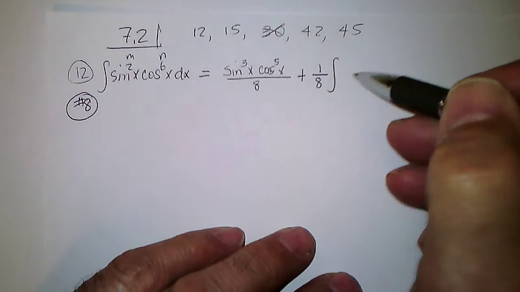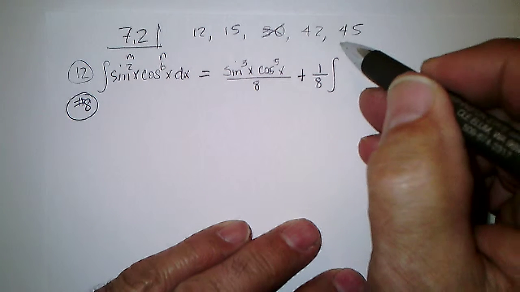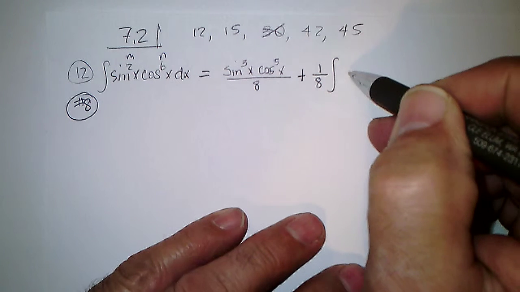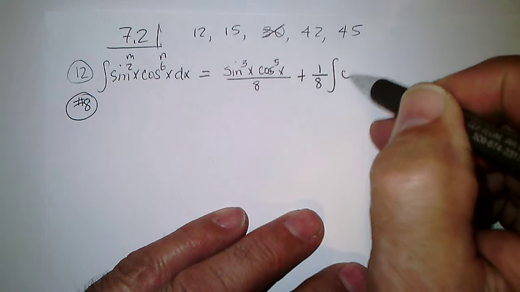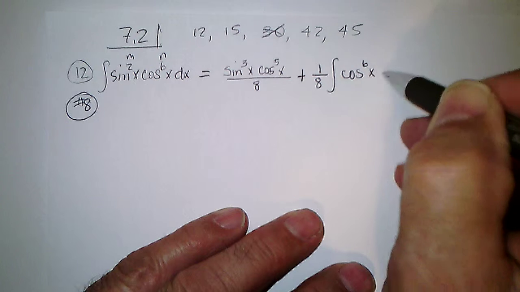Integral, and this becomes the sine of 2 less. So that's no sines left. Sine to the 0 is 1. And cosine of the 6x dx.